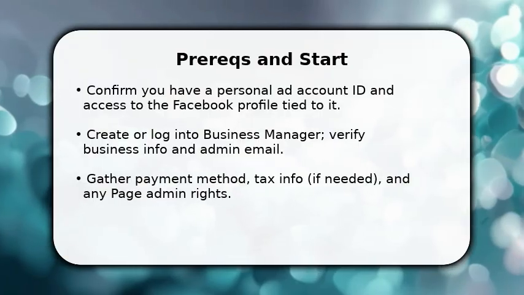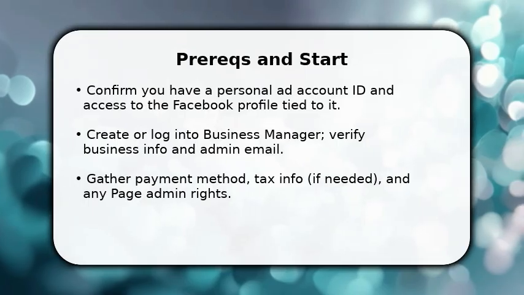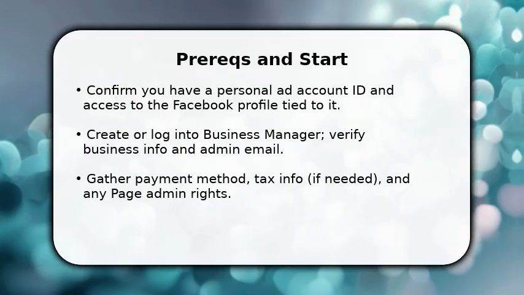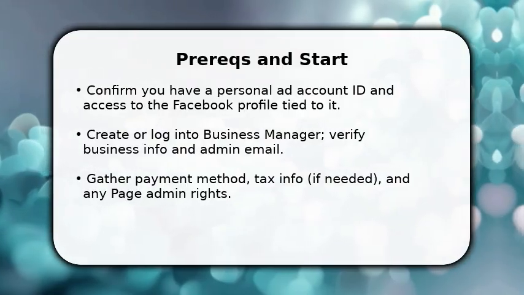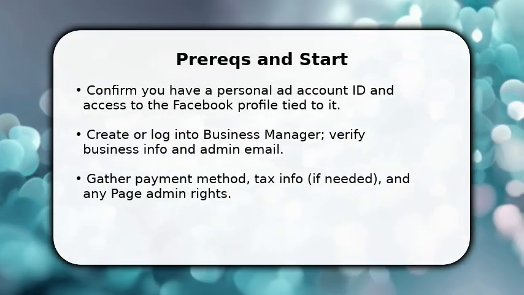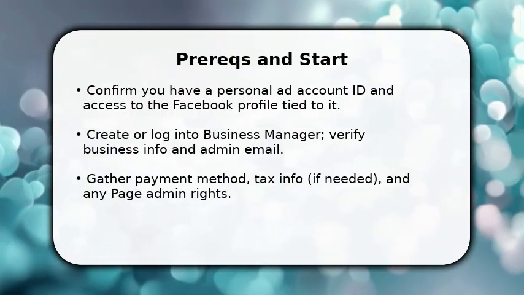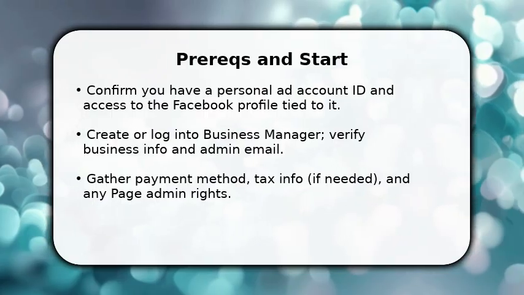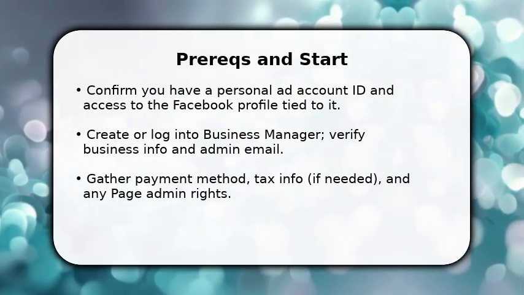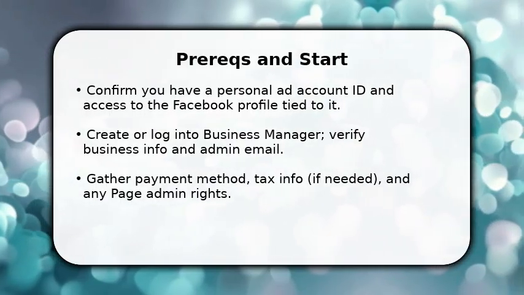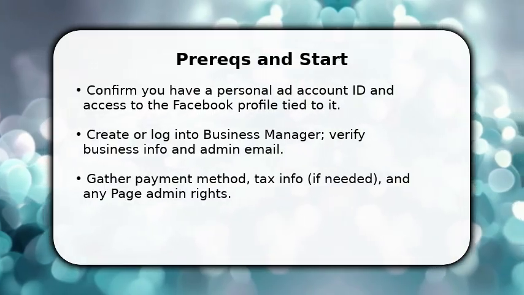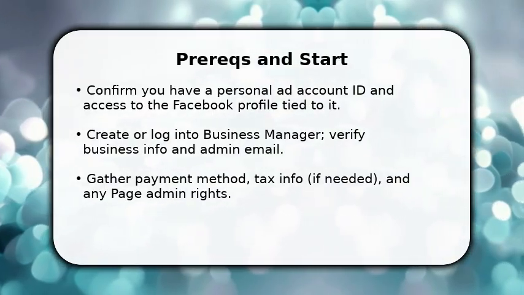You begin by confirming essentials: the personal ad account ID and the Facebook profile with admin rights. Open Business Manager and add your business details so permissions can transfer cleanly. This avoids future lockouts. Next, make sure your payment method and tax settings are ready because ad billing moves with the account. Once done, navigate to Business Settings. We'll request the ad account move there. This is the first actionable step to start the migration.